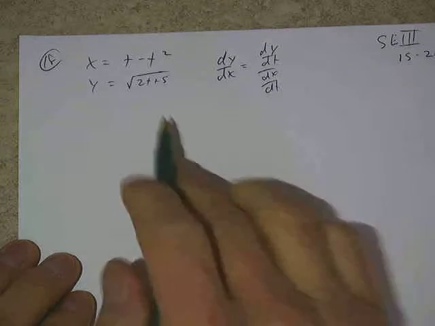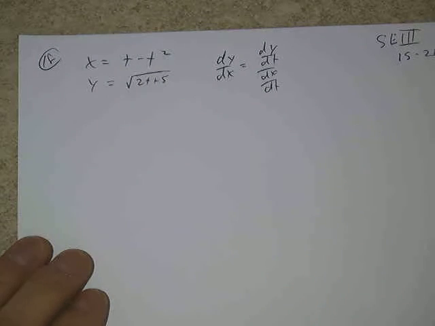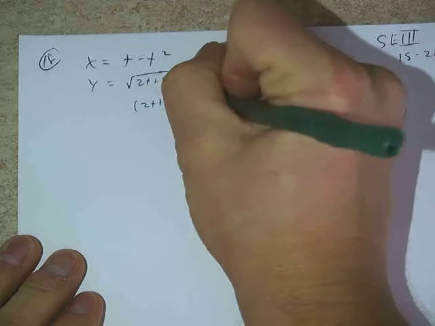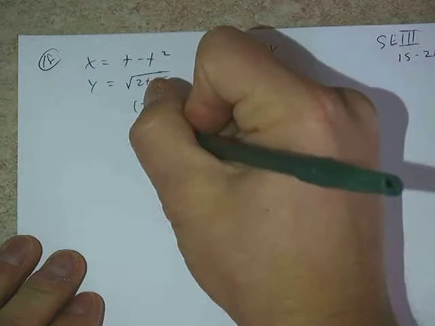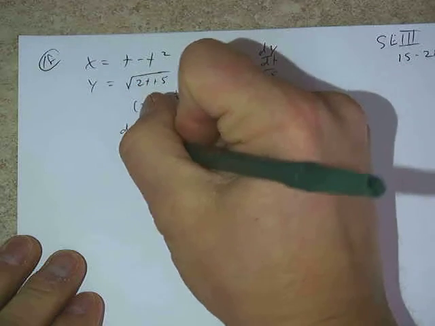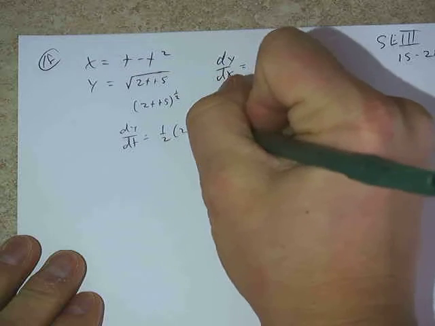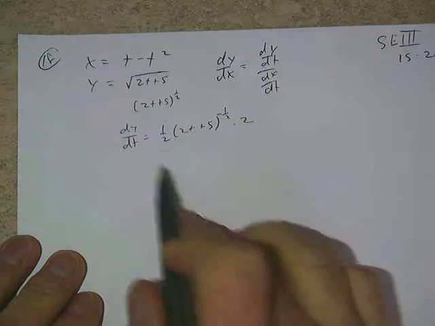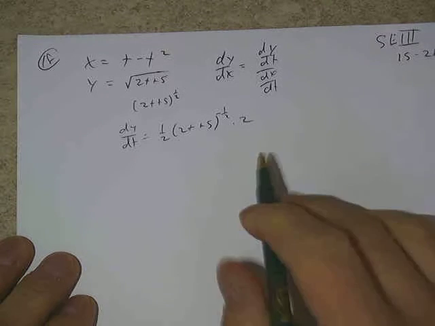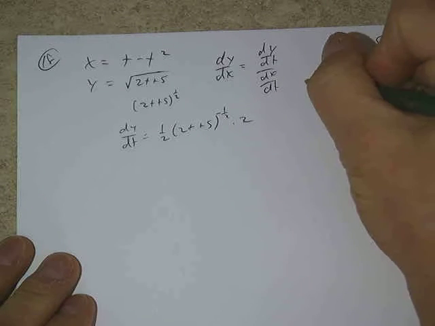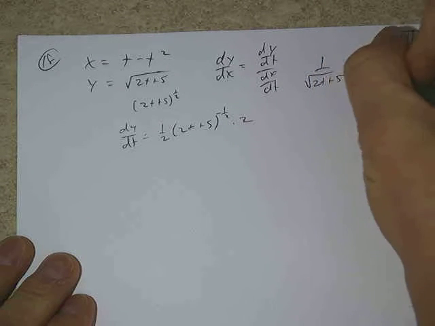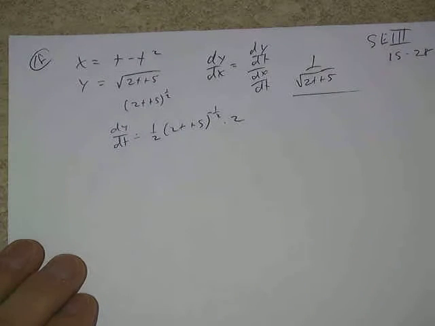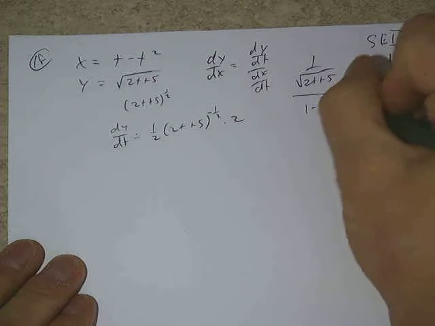So knowing that, if we find the derivative of y with respect to t, we write it as a power function. It's going to be dy dt equals 1/2 times 2t plus 5 to the negative 1/2 times 2. Ultimately 2 and 1/2 will cancel out. We'll be left with 1 over square root of 2t plus 5. So that would be our dy dt. dx dt, of course, would be 1 minus 2t here.